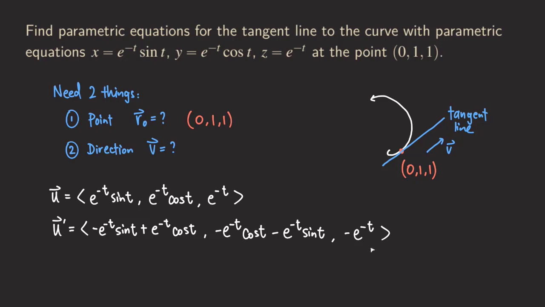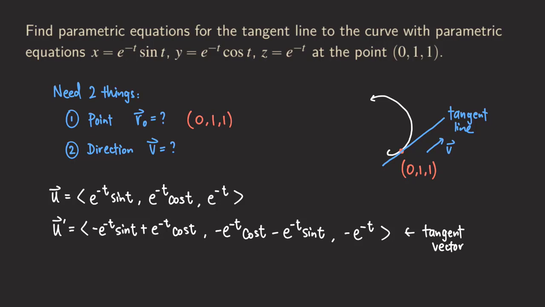This is the tangent vector. And of course, this is actually based on t. So if we don't specify a t value, then we will not get the tangent vector at that point. So we need to find the t that will correspond to this point.